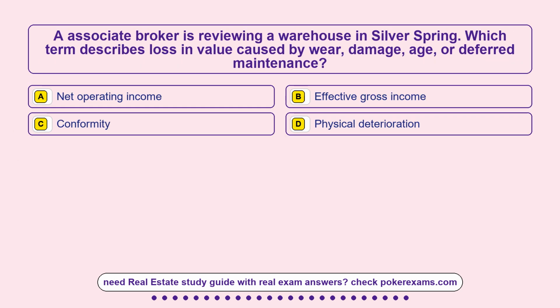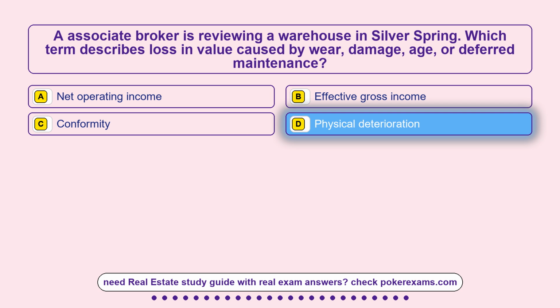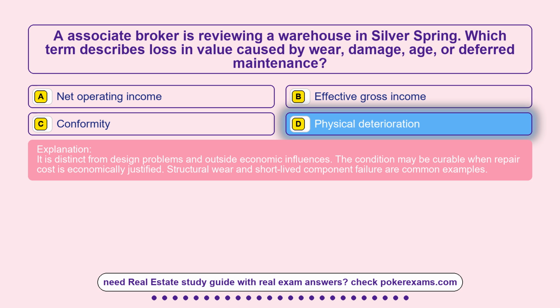Question 13. An associate broker is reviewing a warehouse in Silver Spring. Which term describes loss in value caused by wear, damage, age, or deferred maintenance? Option A, net operating income. Option B, effective gross income. Option C, conformity. Option D, physical deterioration. The correct answer is option D, physical deterioration. It is distinct from design problems and outside economic influences. The condition may be curable when repair cost is economically justified. Structural wear and short-lived component failure are common examples.